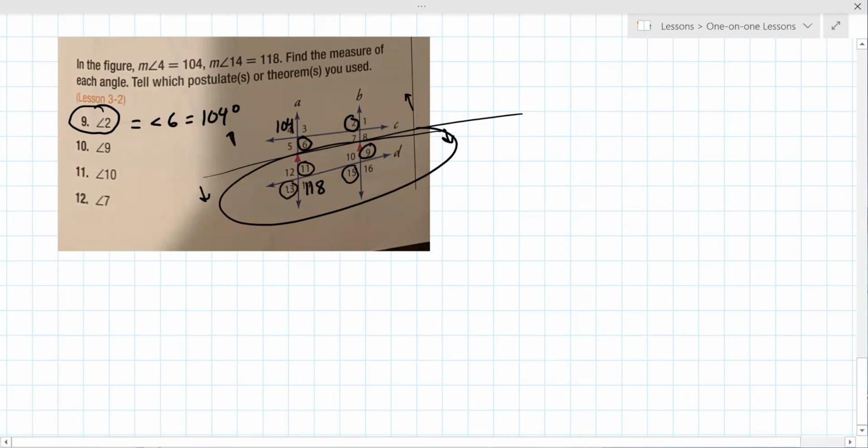But what do we know about 13 and this other angle here? What do these two have to add up to? 180. Add up to 180. So the other angle here is 62 degrees, and that's how we get 13, because measure of angle 13 plus 118 degrees has to equal 180 degrees.